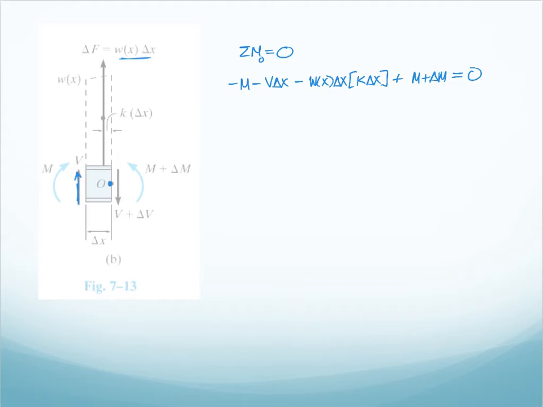So if I just collect some like terms, I have delta M, because the M's are actually going to cancel out, minus V delta x minus W of x times k times delta x, that quantity squared, equals 0. So I'm going to rearrange this like I did before for the shear force diagram. I have delta M on one side, and everything else I'm going to put on the other side.